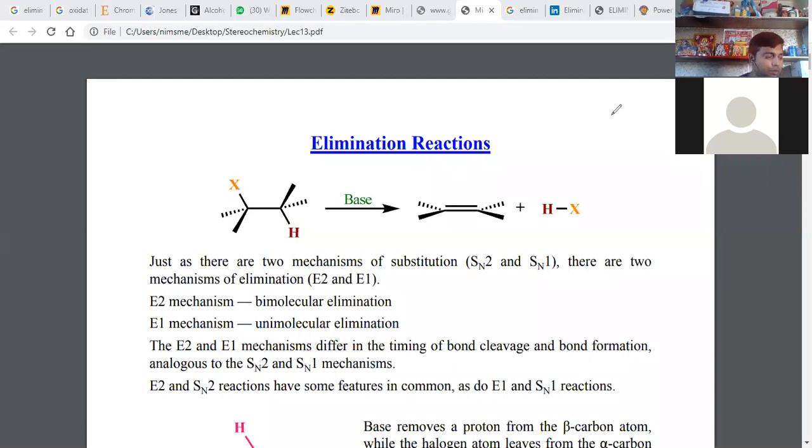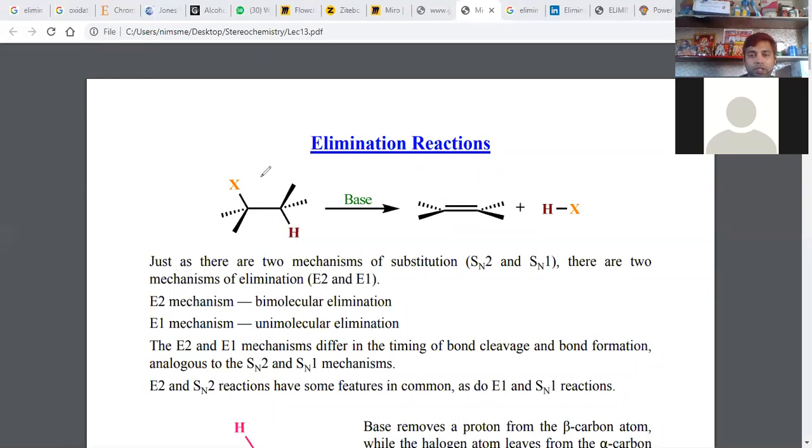So, what are elimination reactions? Elimination reactions involve the loss of fragments or groups from a molecule or a substrate to generate multiple bonds. We can see this example here.